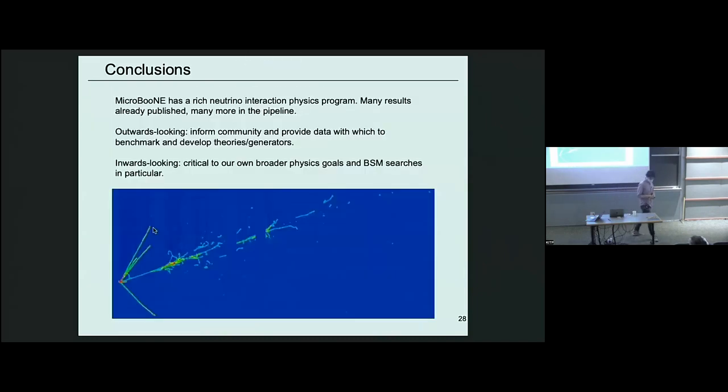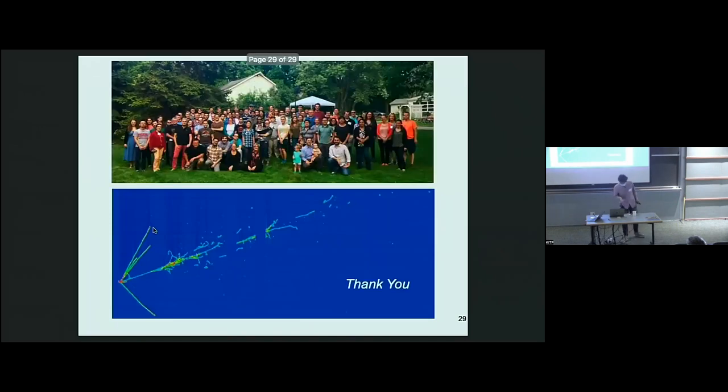Okay, so let me now conclude. So just a generic conclusion, MicroBooNE has a rich neutrino interaction physics program, many results already published with many more in the pipeline. Looking outwards, the goal here is to inform the community and provide data with which to benchmark and develop theories and generators. And looking inwards, our cross-section program is really critical to our own broader beyond the standard model physics program, as I hope I tried to give a sense for in the talk. Okay, so thank you. Thanks very much.